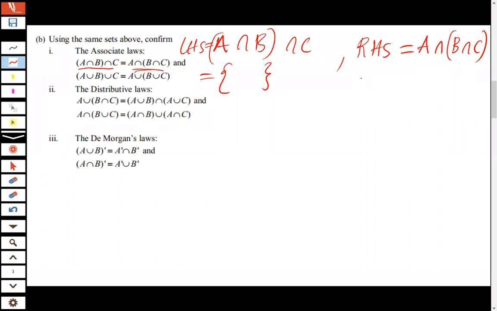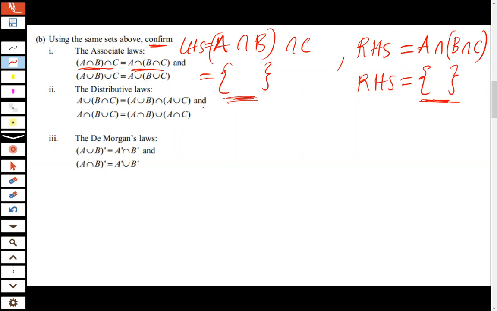When you find your answer there, you also find the right-hand side. You start with what is in the brackets, of course, and then after dealing with B intersection C, you come and intersect it with A. You also find the answer there. So you just have to compare these answers. When the question says confirm, it means this part is equal to that part. So the answer that you find here is supposed to be the exact answer that you find on the other side. If you find different answers, just know that you've made a mistake somewhere.